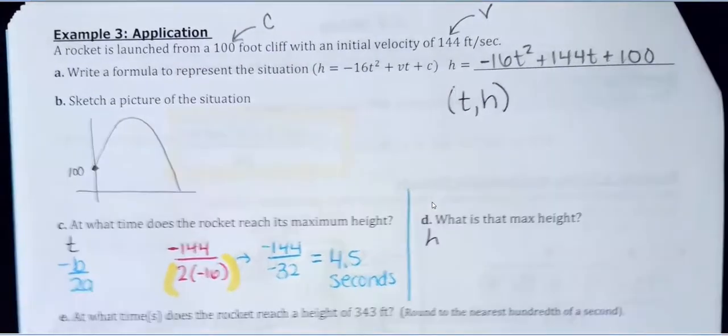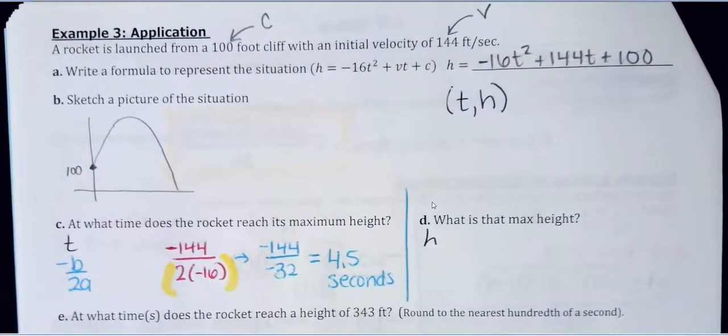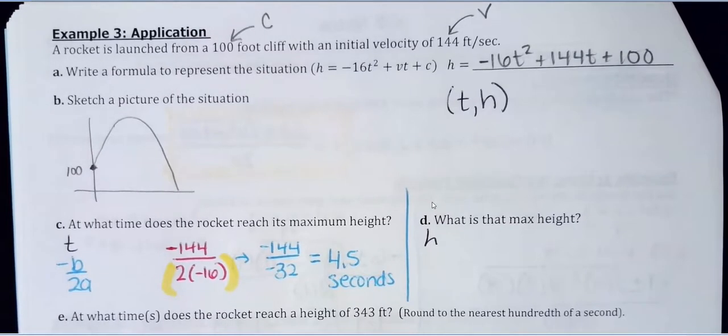Okay, now I have the time. So it's going to take 4.5 seconds for the rocket to reach the maximum height. How would I figure out what that height is?